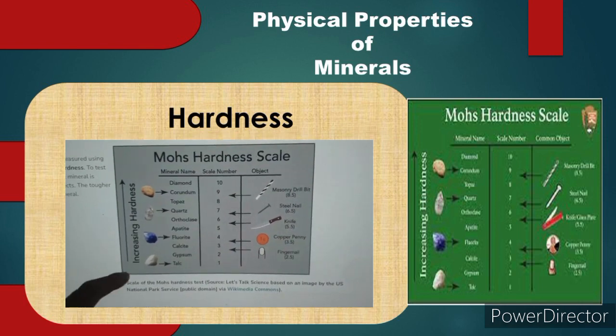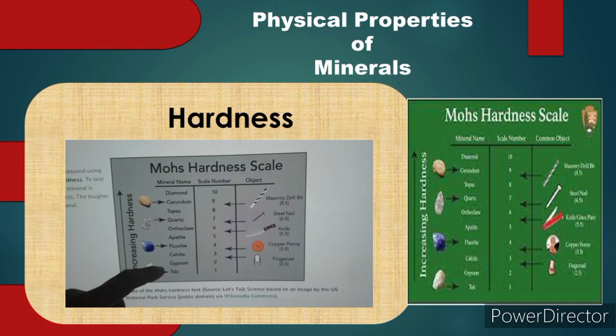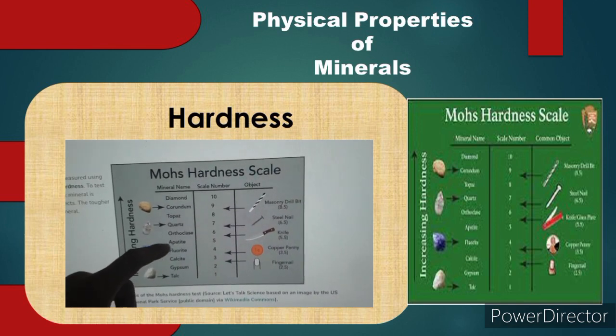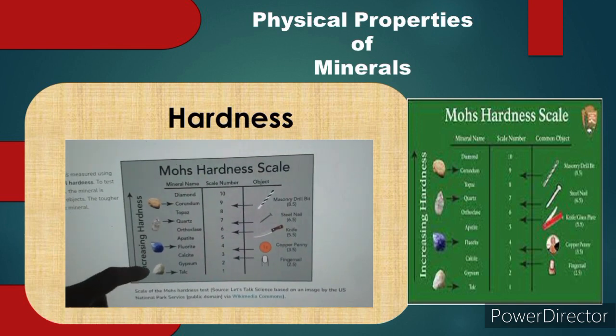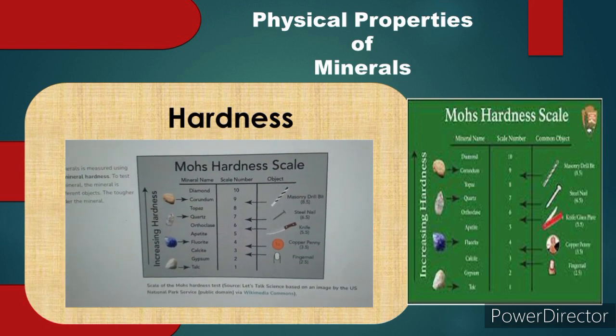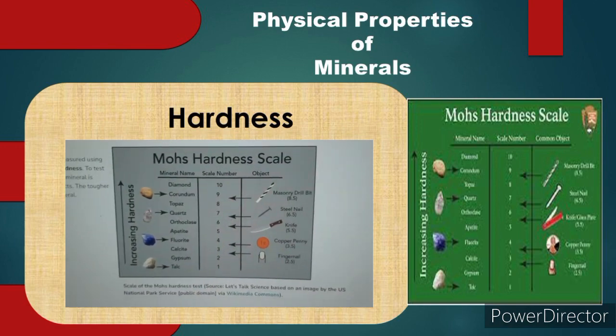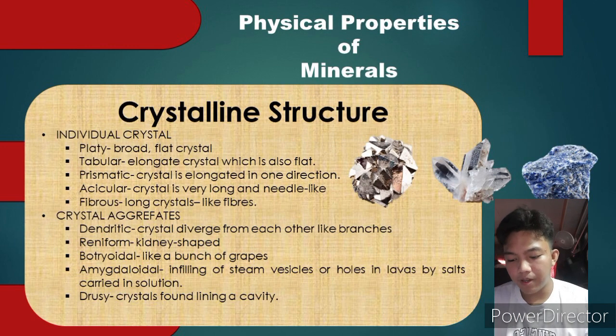Ayan po. Ibig sabihin po nito, yung talc, gypsum, calcite, fluorite, apatite, papataas po yung scale number nila. And yung diamond po yung may pinakamataas na hardness scale o yung pinakamatigas po na bato. And ang number 4 naman is crystalline structure.